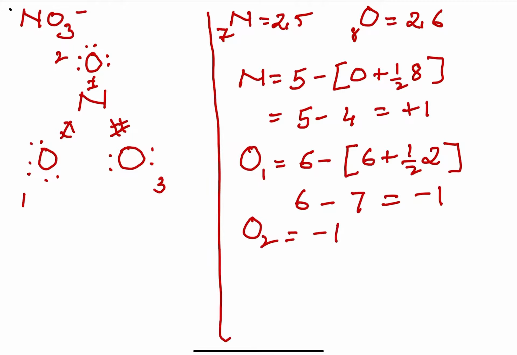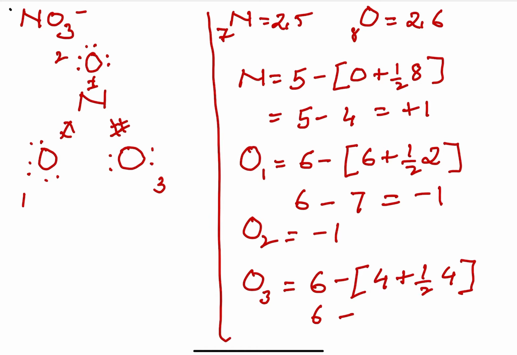Let's take oxygen number 3, which is different, having a double bond. Again, the number of valence electrons is 6 minus, open a bracket, electrons in lone pair. There are 4 electrons this time, plus half the number of shared electrons. How many electrons are there? 4. So 6 minus 6 equals 0.